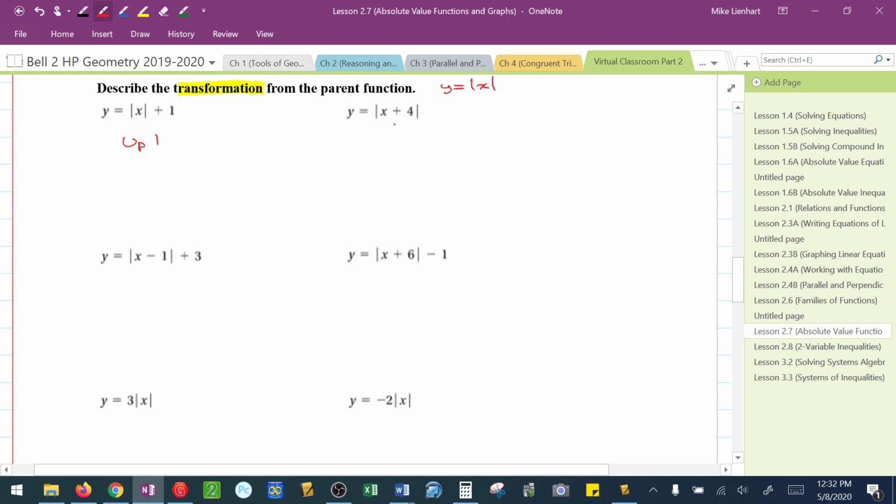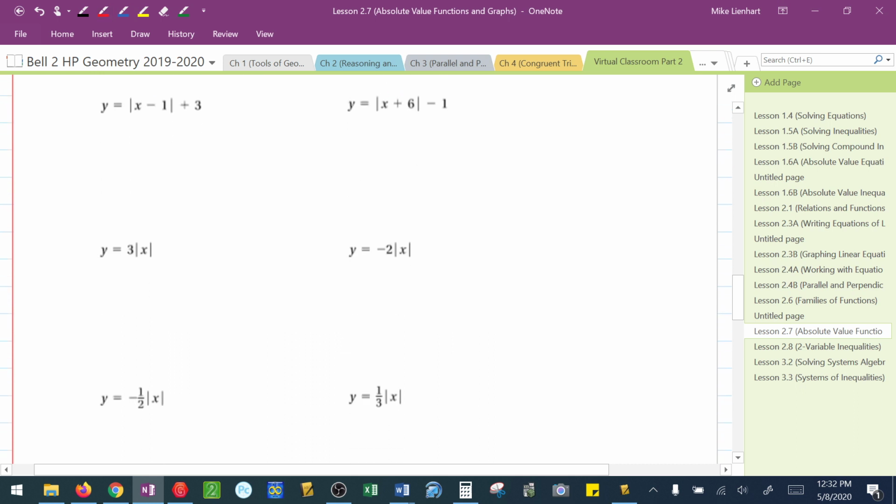On the second one, we've got plus 4 on the inside. Now remember, inside means right or left, and it's the opposite of what you think. So plus 4 really means left 4. How about the next one here?